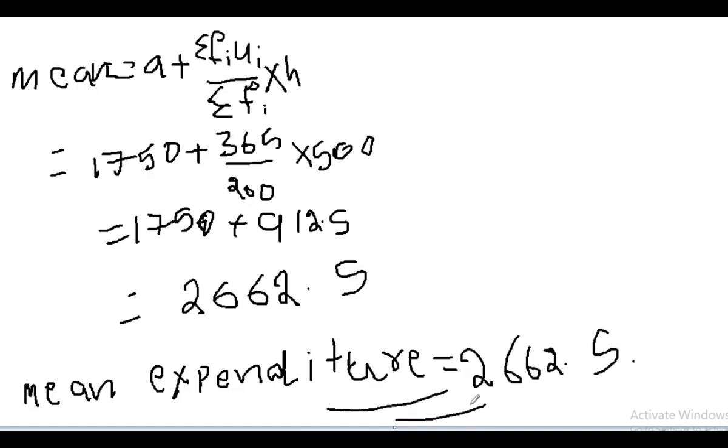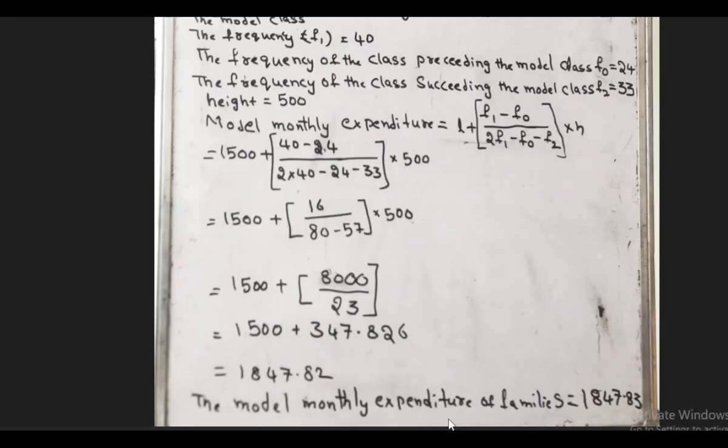So like that, here we got the mean expenditure as 2662.5 and the modal expenditure as 1847.82. So we got the modal monthly expenditure and mean monthly expenditure of the families. This is the solution to find the mean and mode. I hope you got more clarity regarding finding the mean and the mode.